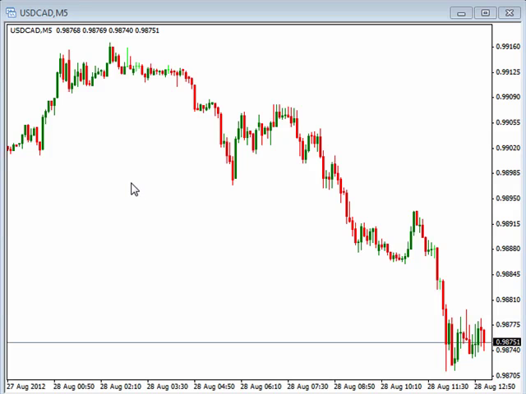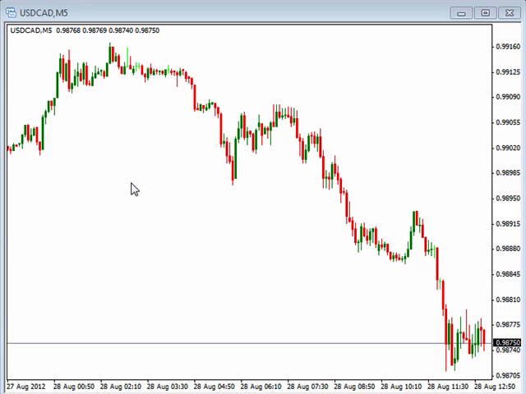We are going to spend a few minutes identifying some potential trading opportunities on the shorter term charts. We're going to look at a 5-minute time period. First of all, we'll just take a brief look at what's going on in the markets.